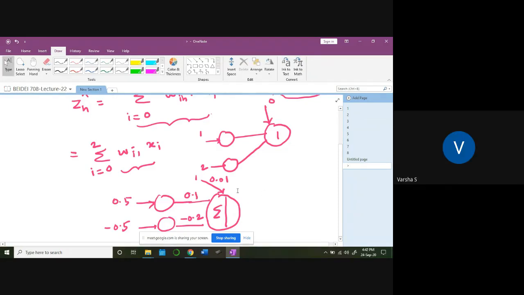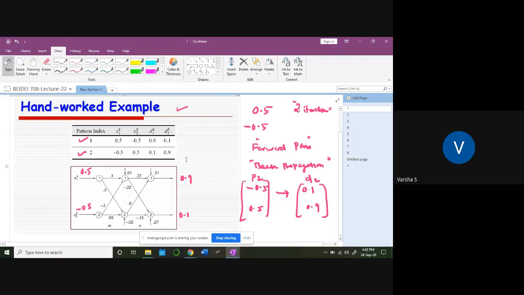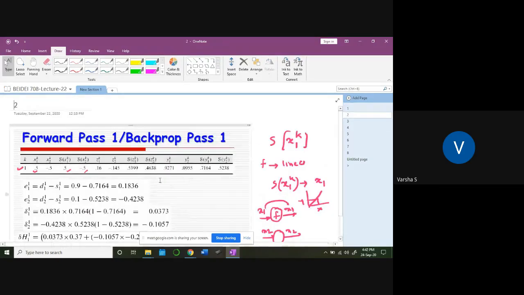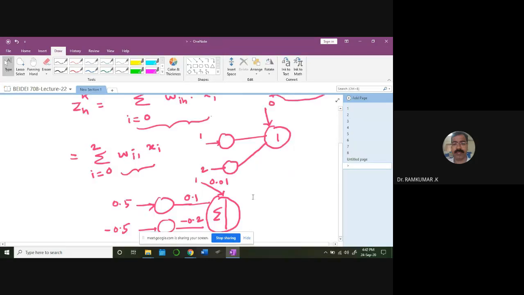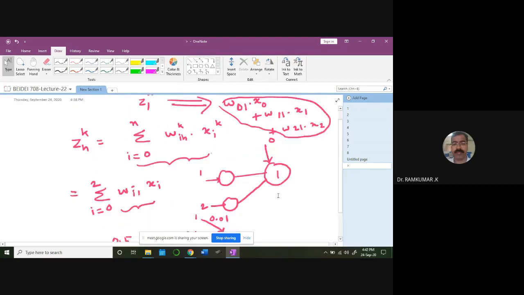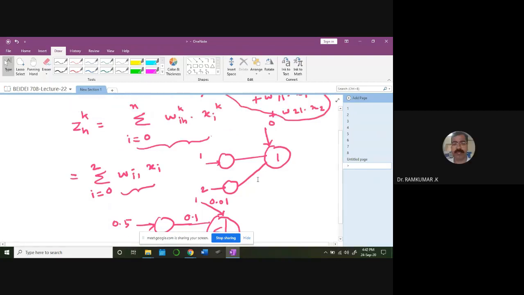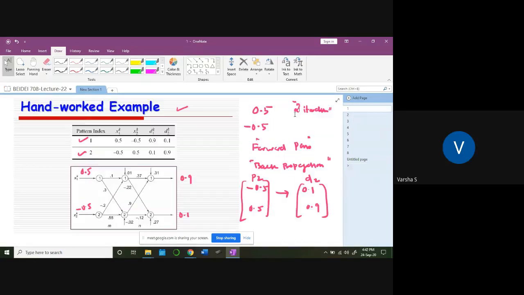Sir, can you show the previous page, the previous diagram, sir? Down here, this one, sir, the minus 0.01 you told as bias. Yes, bias weight. That's the minus neuron 2 bias. The same, it's a different bias. Okay, minus 0.02. Oh, okay.